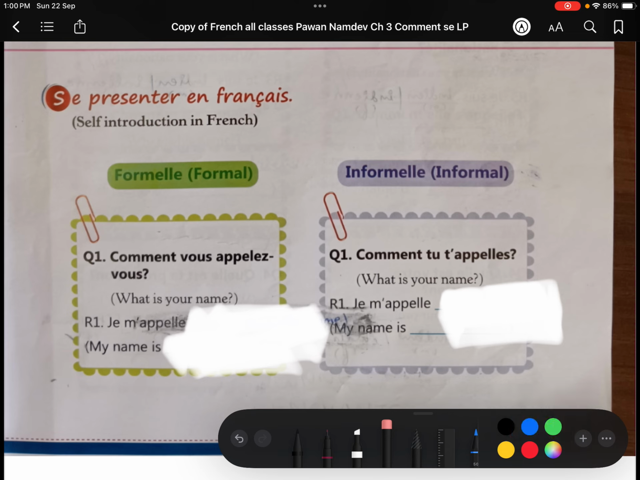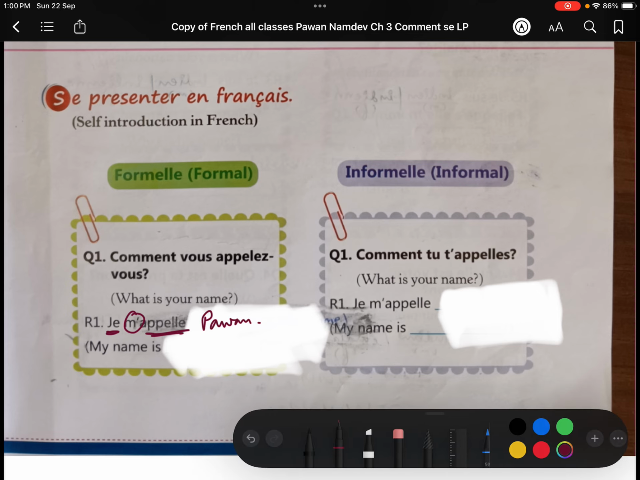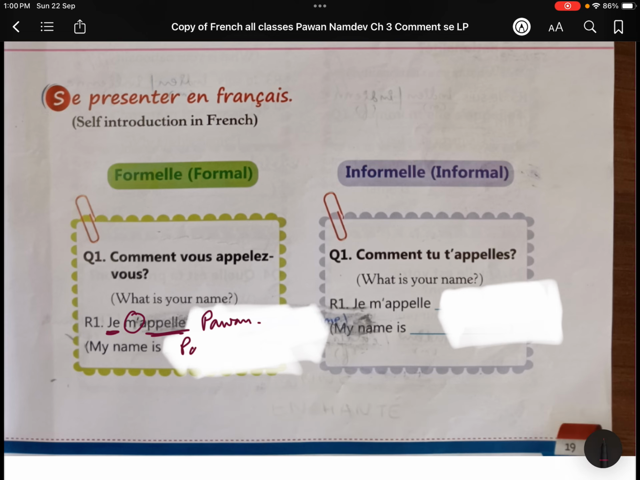We are just writing comment vous appelez-vous. Comment is how, call you. How you call. This vous means yourself. How you call yourself? So you have to just respond. Je m'appelle. I call. I'm apostrophe for myself. I call myself whatever your name. For instance, my name is Pawan, so I can write Je m'appelle Pawan. Okay, my name is Pawan.